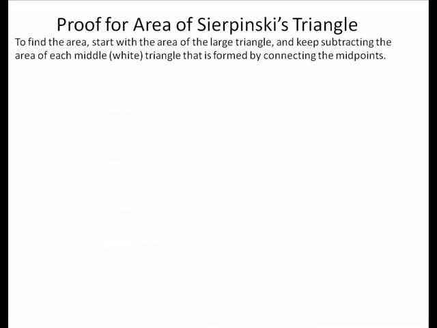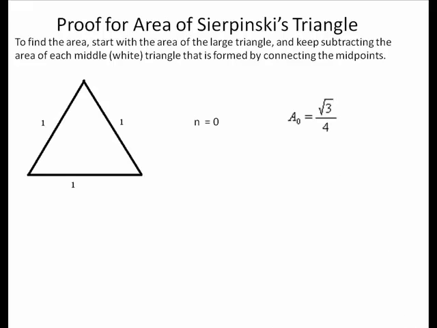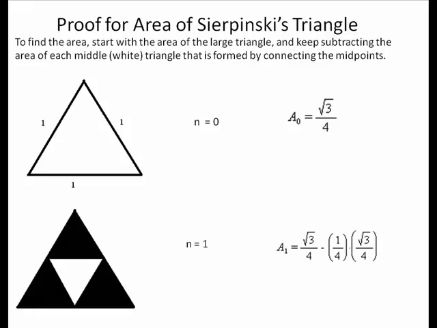Here we are going to look at the proof for the area of Sierpinski's triangle. First, we find the area of the original triangle, assuming all sides equal 1. We see the area is the square root of 3 over 4. For the first iteration, we subtract the area of the middle white triangle, which we see as 1/4 the area of the original triangle, from the square root of 3 over 4.